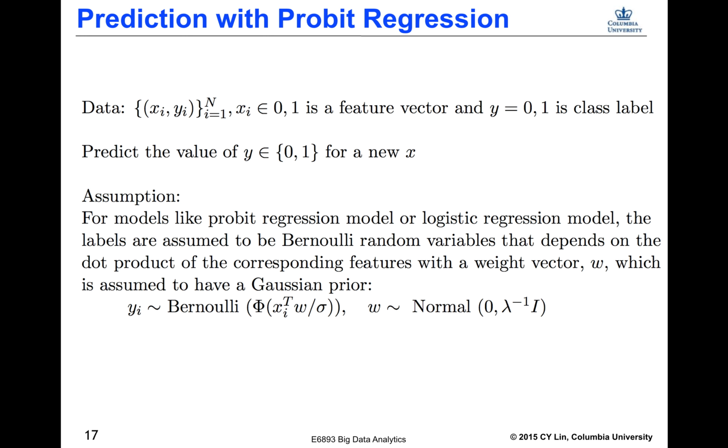We process the data as follows: we use the height, weight, GPA, and age to construct x as the feature vector, and we predict the gender as 0 or 1.